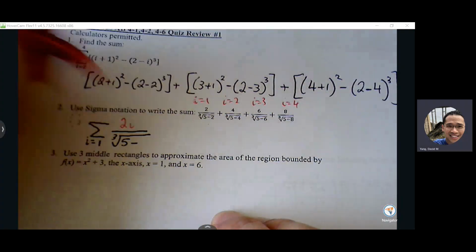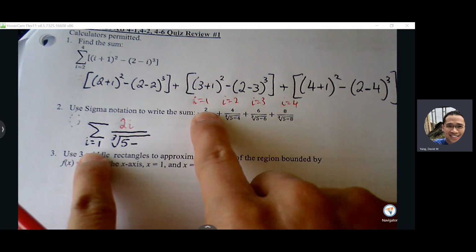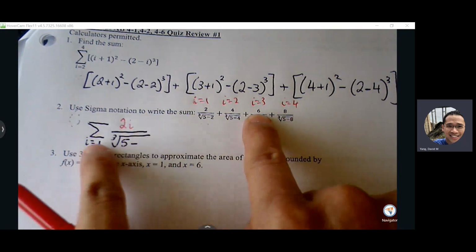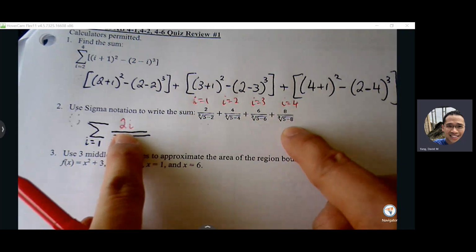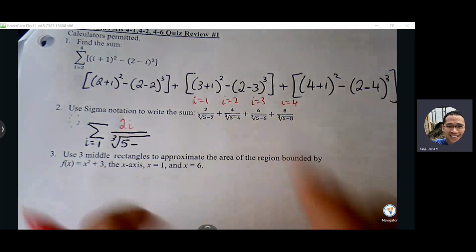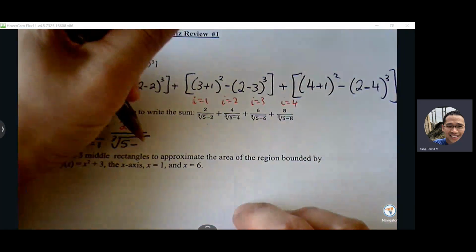2i. Okay, let's see if that works, right? So 2 times 1 is 2, that works. 2 times 2 is 4. 2 times 3 is 6. 2 times 4 is 8. Is the pattern below the same? Yeah, so I can also replace that with 2i.